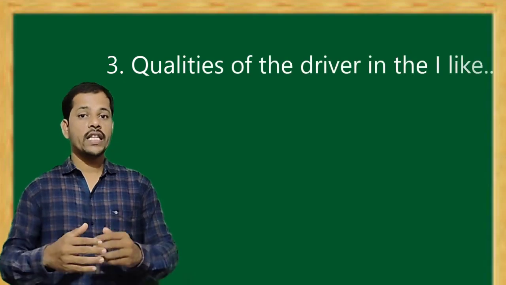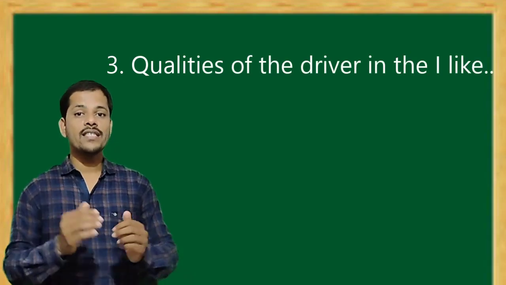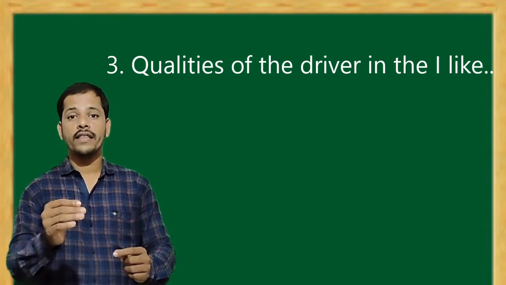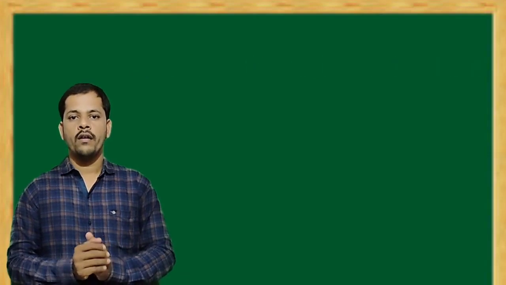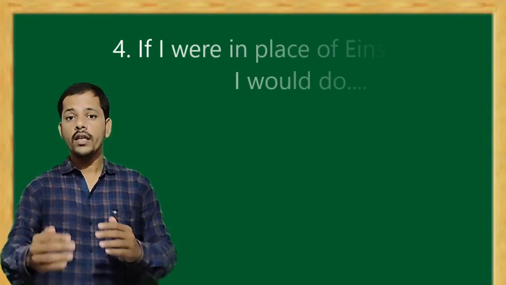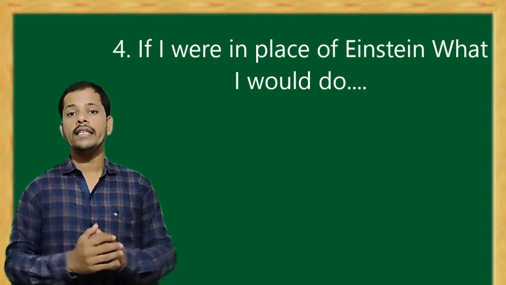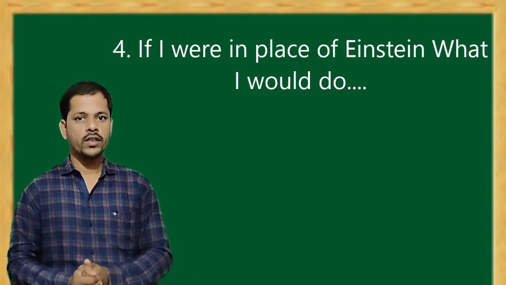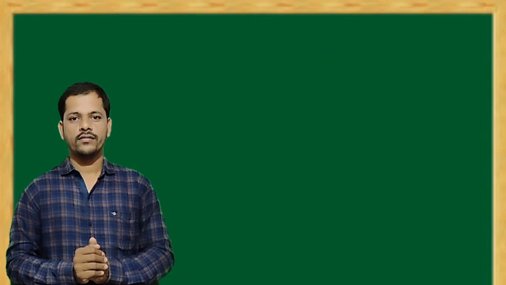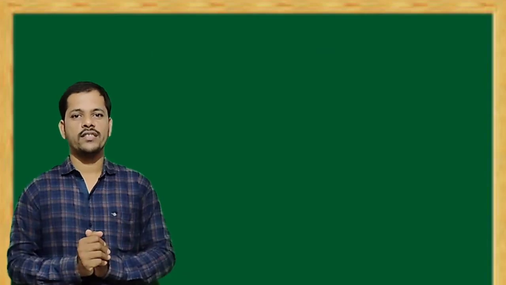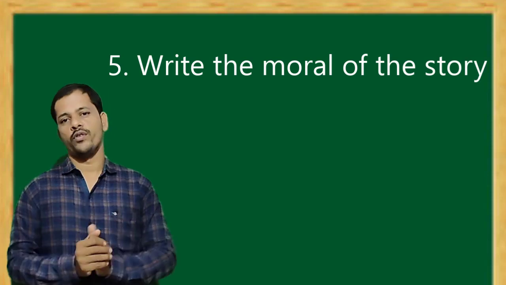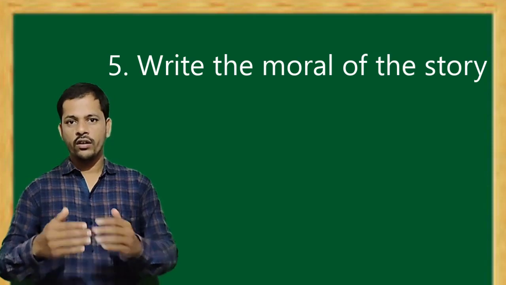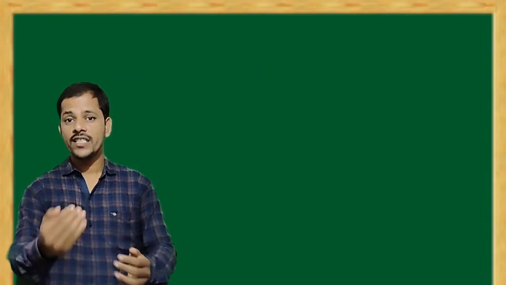Okay, the next question is, qualities of the driver I like. Write your answer. What qualities does the driver of Albert Einstein have? And now imagine if I were in place of Einstein, what would I do? First write your answer. I will tell you afterward, but now just write your answers. And the last question is, write the moral of the story. So I have asked you 5 questions and you are expressing your story listening experience with me.